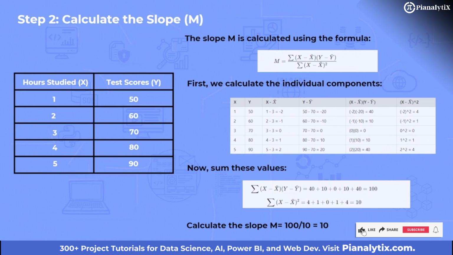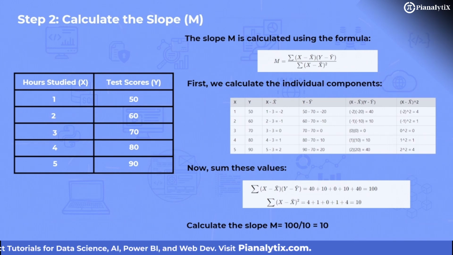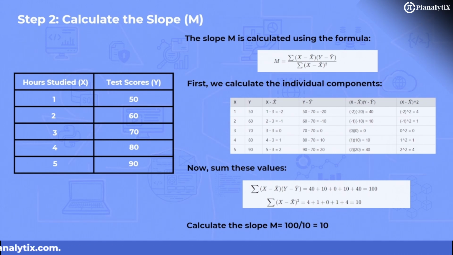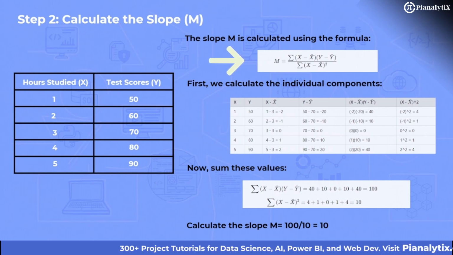Now that we have the average, we need to calculate the slope m of the line. This gives us the angle or tilt of the line. It tells us how much y changes for each unit increase in x. The formula for the slope is the summation of (x minus x bar) multiplied by (y minus y bar), divided by the summation of (x minus x bar) whole squared, where x bar and y bar are the means of x and y values.